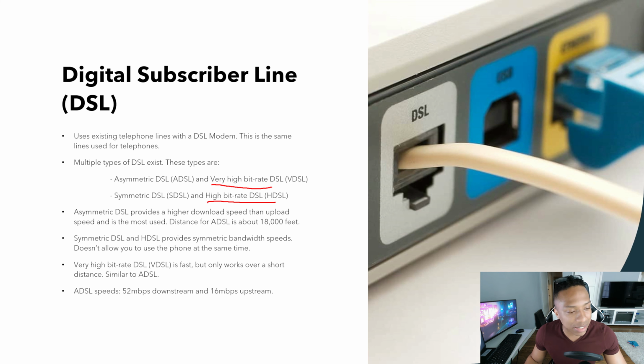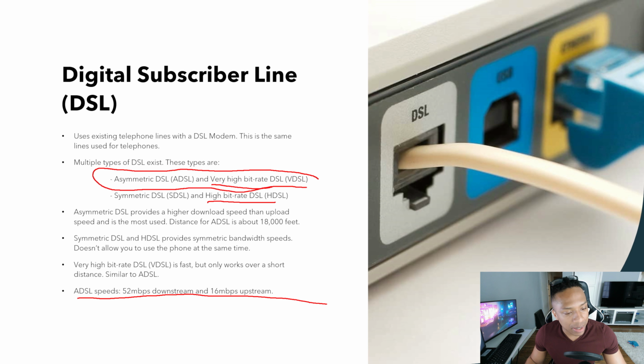It's called asymmetric DSL because it provides a higher download speed than upload speed. Symmetric DSL, on the other hand, provides symmetric bandwidth speeds. The upload speed and download speed will be the same. The drawback is you cannot use the phone at the same time. And here's the ADSL speeds, guys. 52 megabits per second downstream, 16 megabits per second upstream. And the reason why I combined these is because in this case, asymmetric DSL and very high bit rate are similar. And in this case, symmetric DSL and high bit rate are similar.